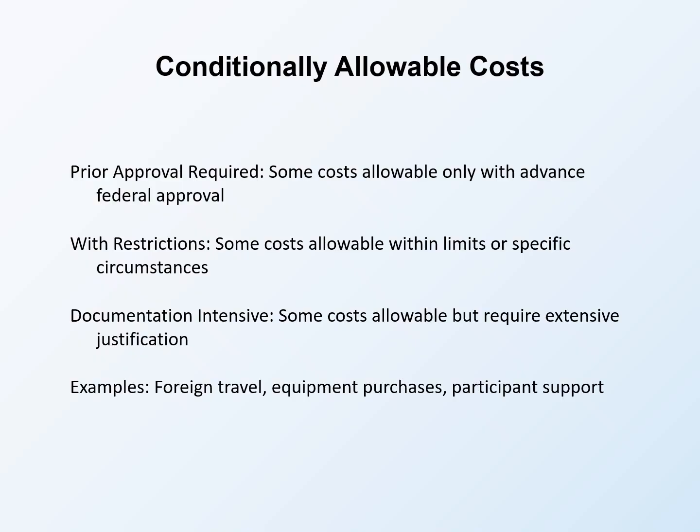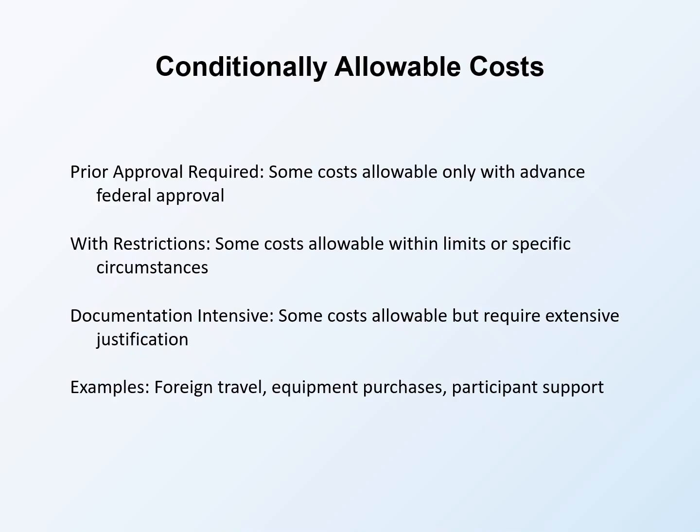Some costs are allowable only within limits or under specific circumstances. For example, certain administrative costs might be allowable up to a percentage cap. Participant support costs might be allowable but restricted to specific uses. Understanding these conditional allowances helps you stay within bounds.